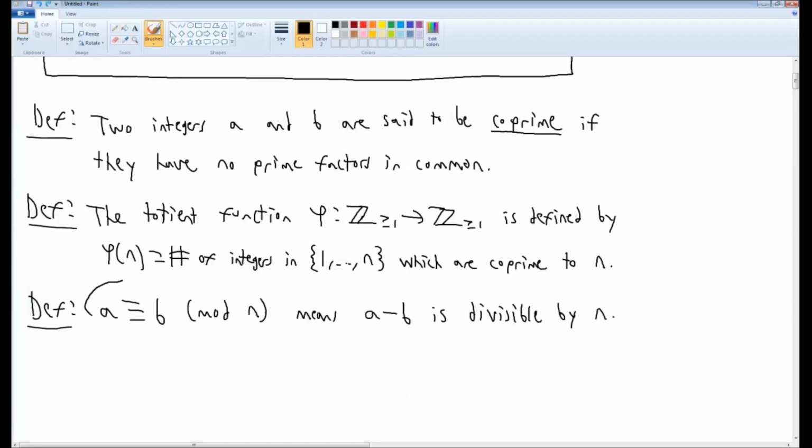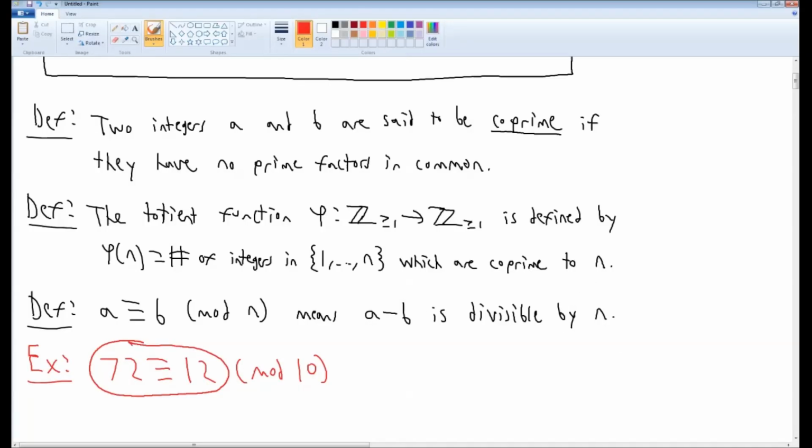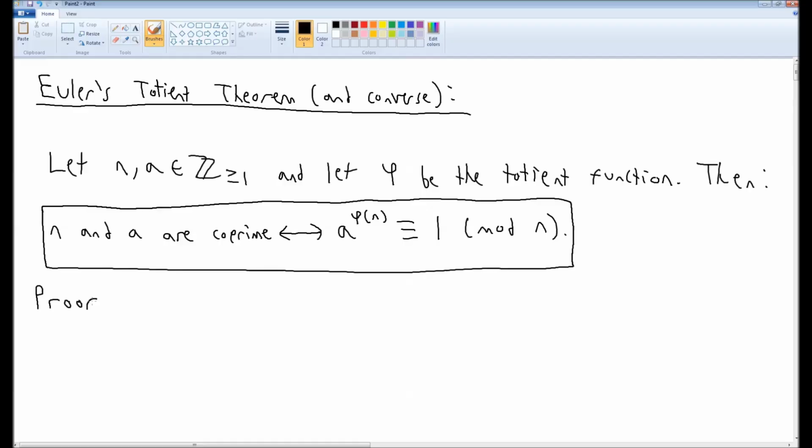Okay? Finally, this notation here, which means a is congruent to b mod n, is just the same as saying that when you subtract these two, their difference is divisible by n. For example, 72 is congruent to 12 modulo 10. Why? Because if you subtract them, what do you get? You get 60, which is a multiple of 10. Okay, so let's prove this.